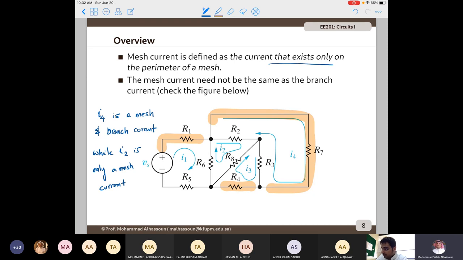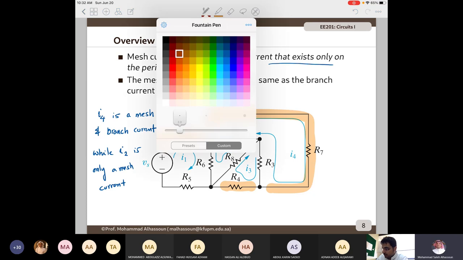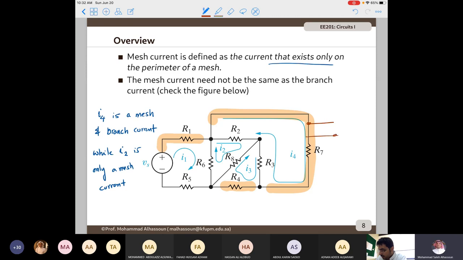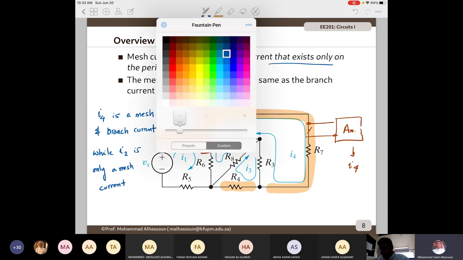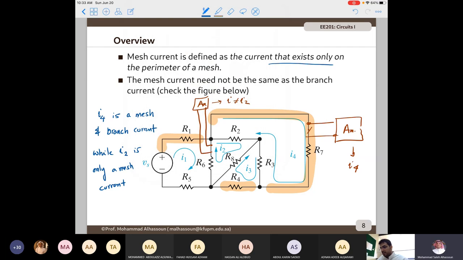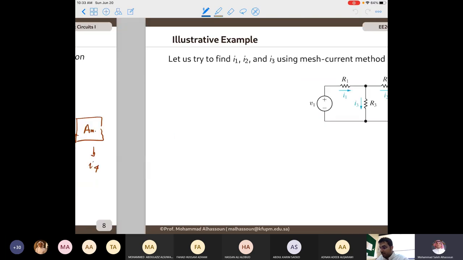So what do we mean by this? If you take a multimeter and place it somewhere in here, of course you need to remove this connection, what you're going to measure here is simply I4. If you take it however here and try to measure the current here, what you're going to see is not I2, something different from I2. It's actually the superposition, which is going to be I2 minus I1. We'll see why in a moment. Okay, now we've defined the mesh current, and let's see how we can use the mesh current method to solve circuits.